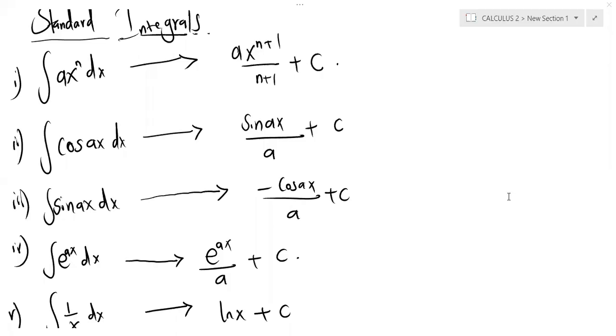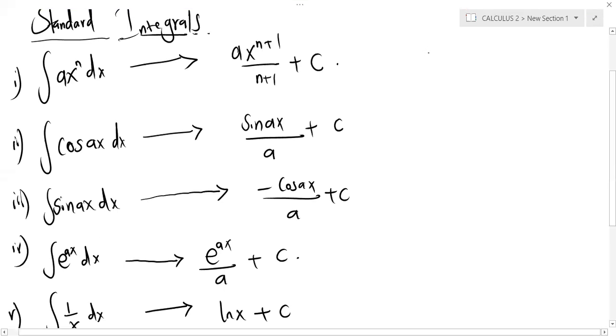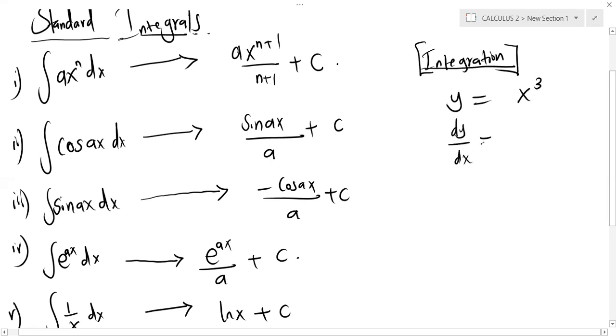Okay, guys, so I would like for us to look at integration. Now, integration is basically the reverse process of what we've been doing all along, which is called differentiation. Under differentiation, we said if you're given a function y is equal to, let's say, x cubed, then differentiating it, dy/dx, you get 3x squared.